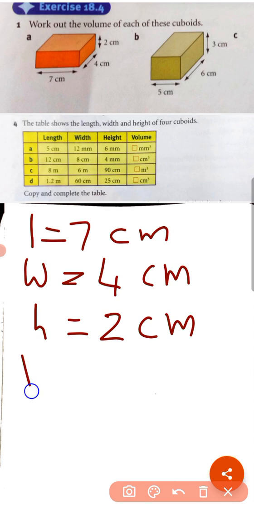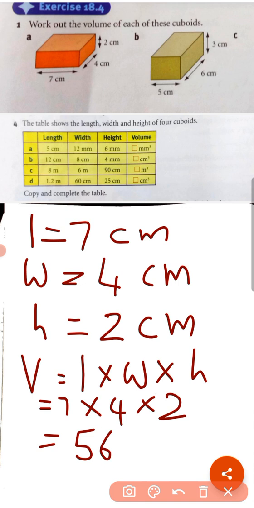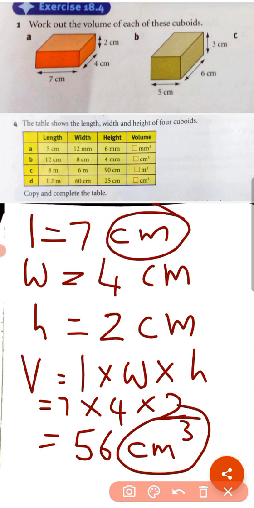So volume is equal to length into width into height. L is for length, W is for width and H is for height. 7 into 4 into 2 is 56 centimeter cube, because the given measures are in centimeter. So the unit for finding volume is centimeter cube.